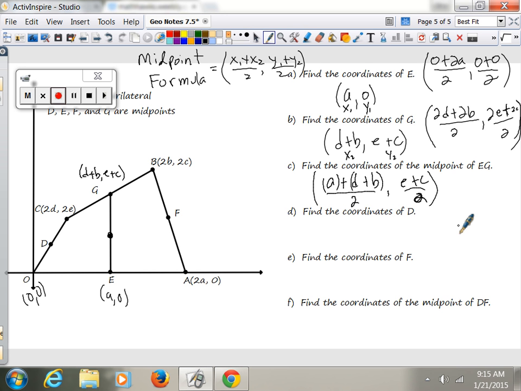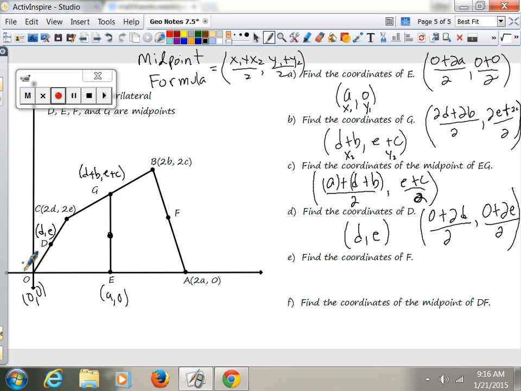Alright, let's find D. D is the middle point of O and C, so 0 plus 2D over 2, and 0 plus 2E over 2. So let's reduce that. What's 2D divided by 2 going to give me? Just D. And 2E divided by 2? Just E. So D and E would be point D right there. So let's put that in. D, comma, E.